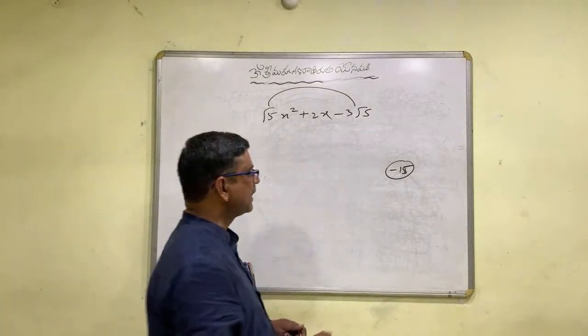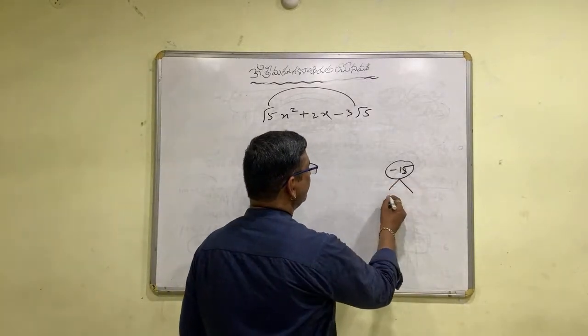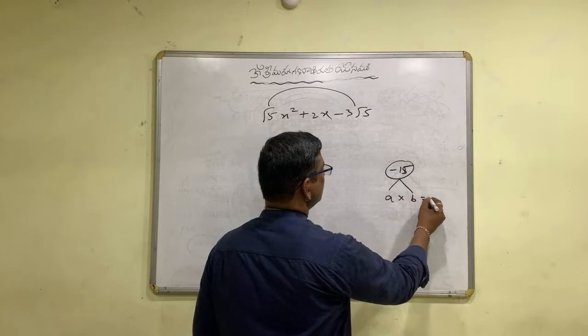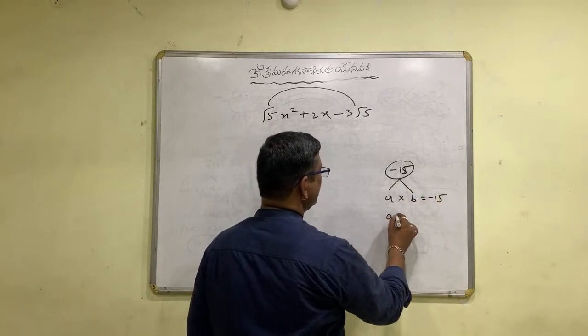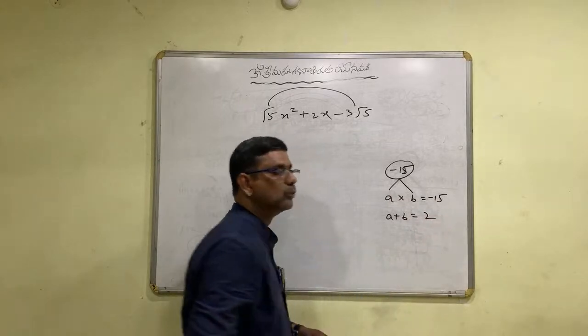Now, split this negative 15 into two numbers. Product is negative 15 and sum is positive 2.